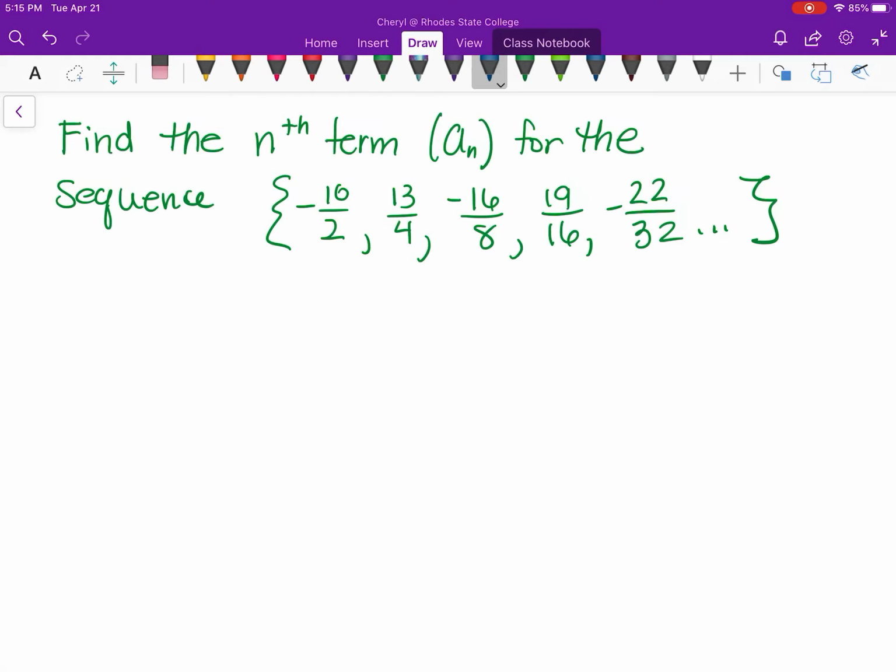In this video, we're going to go through an example of finding the nth term, or the a_n term, for this sequence: negative 2 over 10, 13 over 4, negative 16 over 8, 19 over 16, negative 22 over 32, and so on. So the very first thing that I notice is that it alternates between negative and plus. So that tells me this is an alternating sequence.